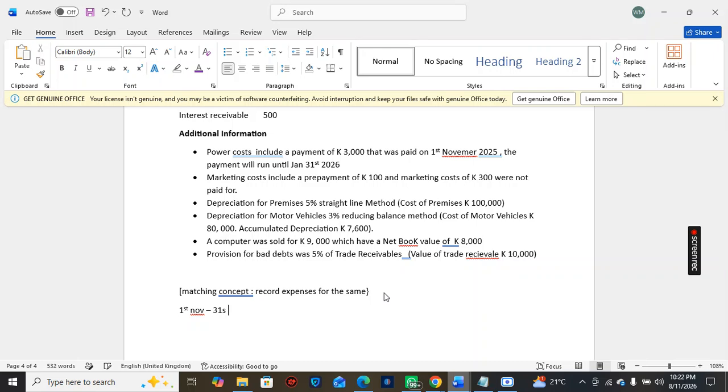January. Colleagues, how many months is that? From 1st November to 31st January, how many months? 3 months, yes. So this payment runs for 3 months. What is the monthly charge? The payment is 3,000. It runs for 3 months. So the monthly charge is 1,000 per month.